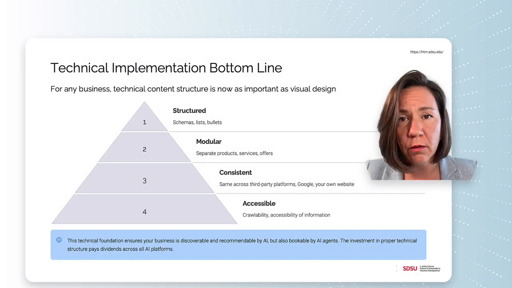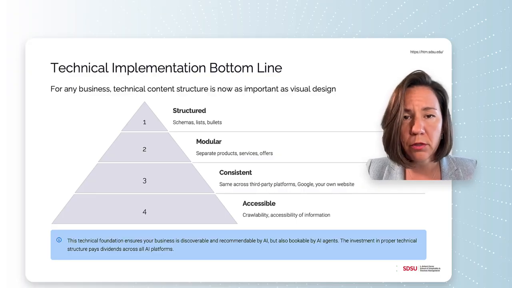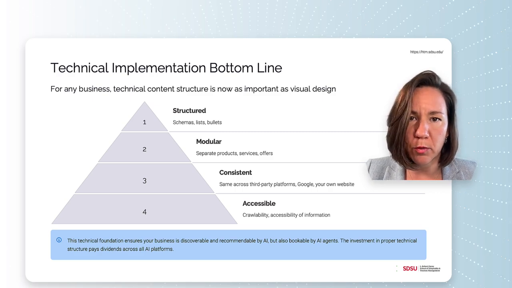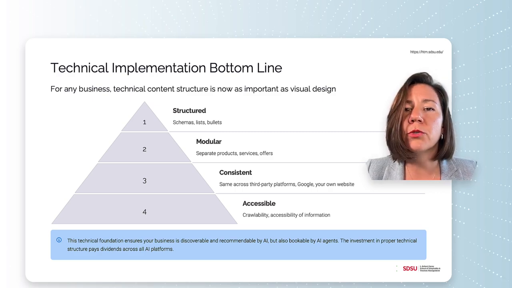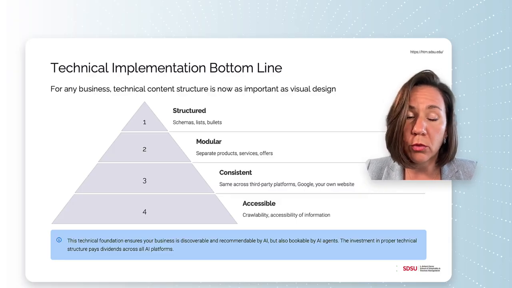Bottom line, for any business, technical content structure is now as important as design. Your website needs to be structured, modular, consistent, and accessible. That's what ensures your property is discoverable and recommendable by AI, but also bookable by AI agents.